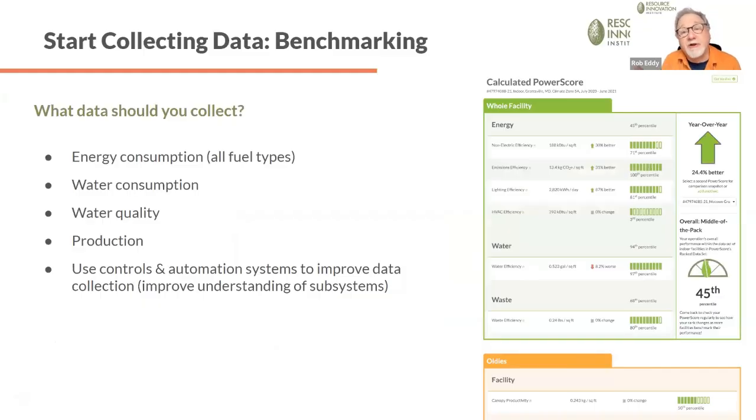Here's an example of our benchmarking that we do at RAI. This is from our Power Score platform, where you can make an appointment with us, and it's free of charge. You can bring us your utility bills, and we'll tell you what else you need to bring, and we'll provide you KPIs on your resource efficiency and your productivity, because both those things you want to track at the same time. So for example, energy consumption, water consumption, your water quality and production. So we highly recommend you get a hold of us.